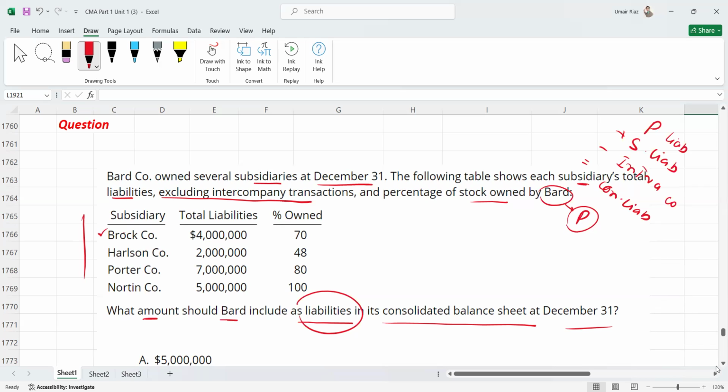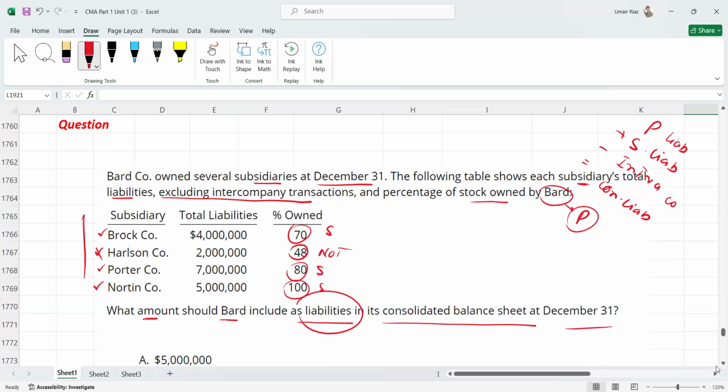So first check, is it a subsidiary or not? Yes, because we own 70%, so it is a subsidiary. Is H your subsidiary? No, because we own 48%, so it is not our subsidiary. Then P, yes. It is our subsidiary because we own 80%. And also our subsidiary because we own 100%. It means we have only three subsidiaries.